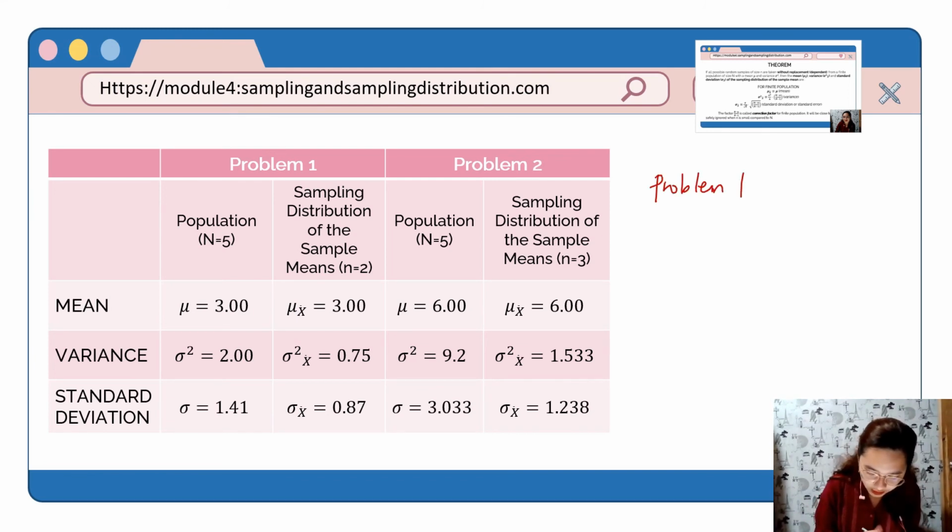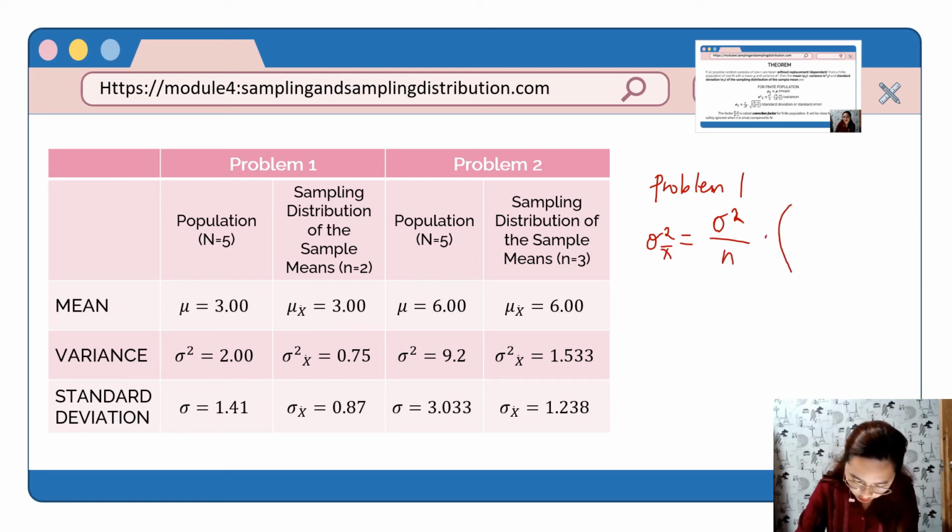So, yung mean natin, sabi sa theorem, ang sample mean natin ay equal na sa population mean. Ayan. So, equal naman talaga. Ang sample variance naman natin ay iba. So, ang formula natin is, ayan, sulat lang natin yung kanina. Population variance divided by the sample size times yung correction factor natin. Okay? Yan ang correction factor.